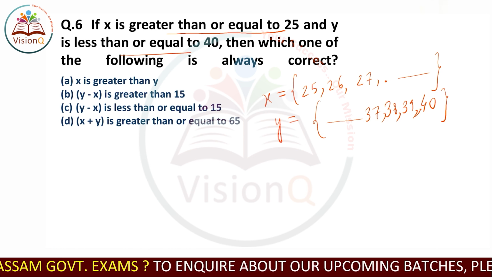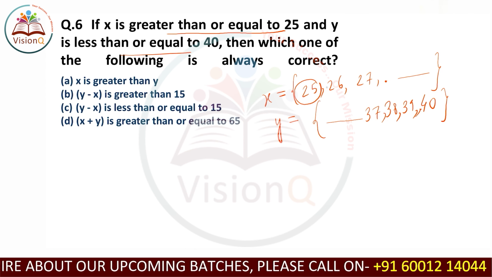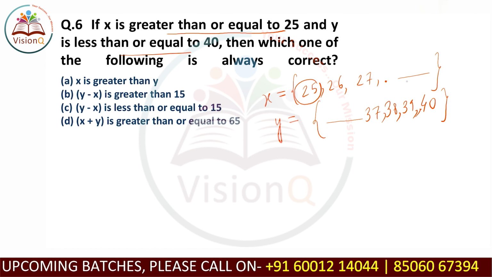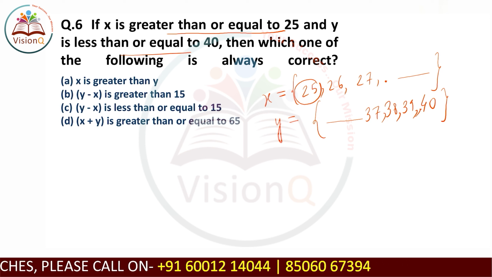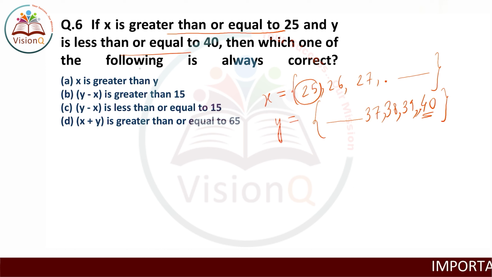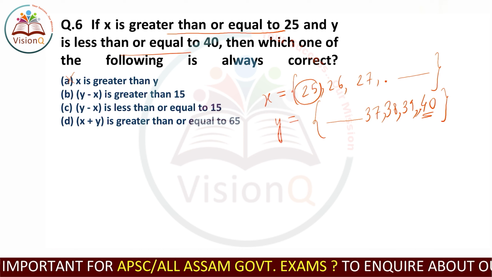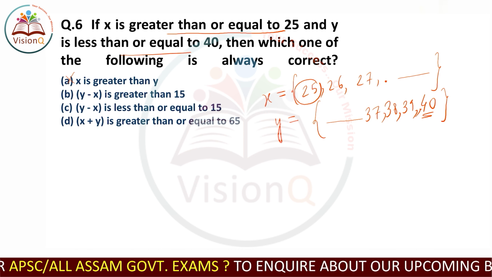The first option is x is greater than y. Now any value of x, 25, 26, 27 and so on, will not always be greater than y. Any value of x will not always be greater than y. So this option is wrong. x is not always greater than y in this case. x may sometimes be less than y also for certain values.